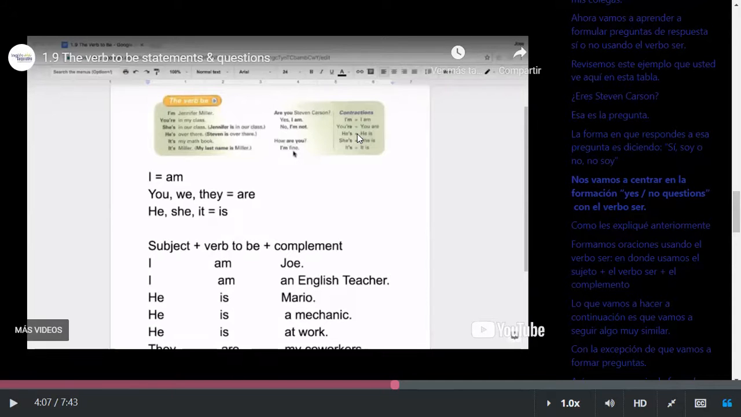I am. Very well. Give an example. I am a student. I'm a student. I am a student. Ese A significa uno o una, yeah? I'm a student.